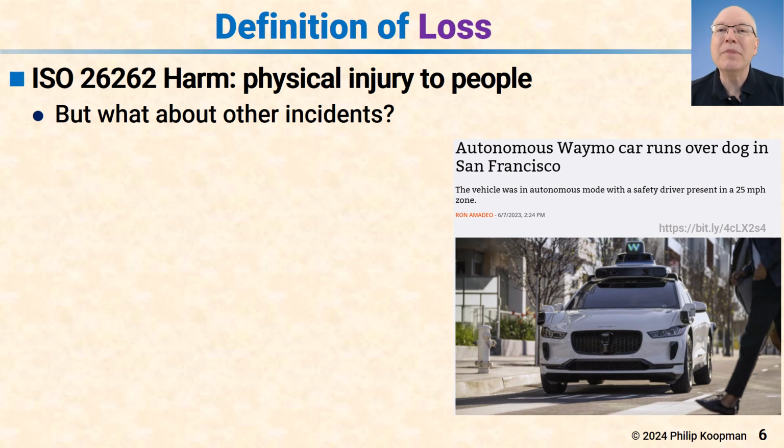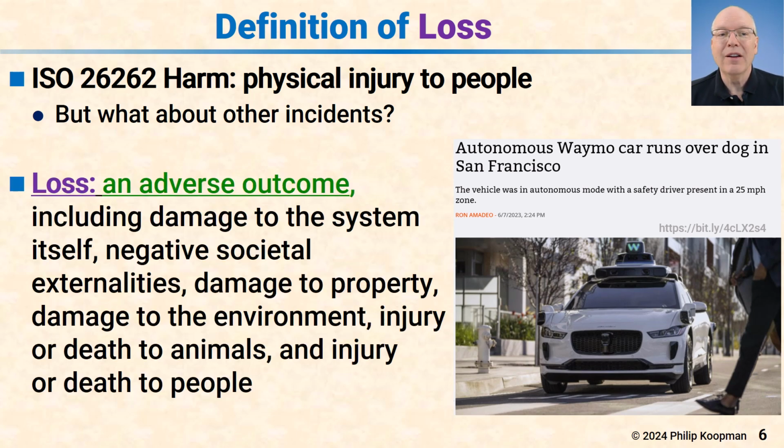There are other things beyond just pets that matter. So we will use the term loss instead of harm to avoid confusion and call loss an adverse outcome. And it's really any adverse outcome. It could include injury or death to people, to animals, damage to the environment, property, and in particular, negative societal externalities. We'll come back to that one. So loss is a very expansive term.